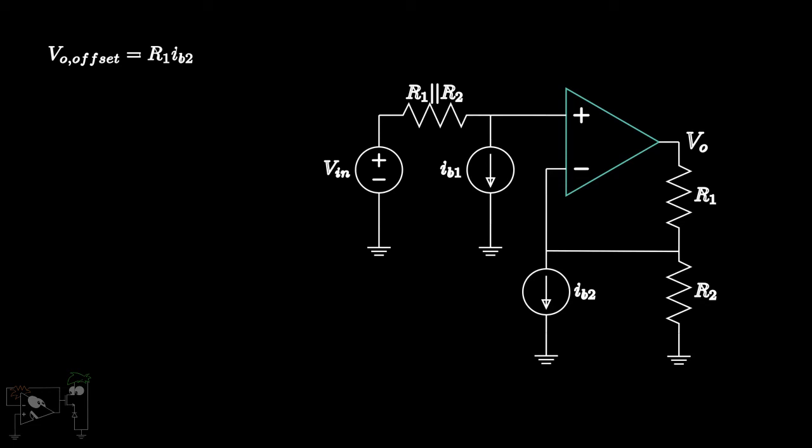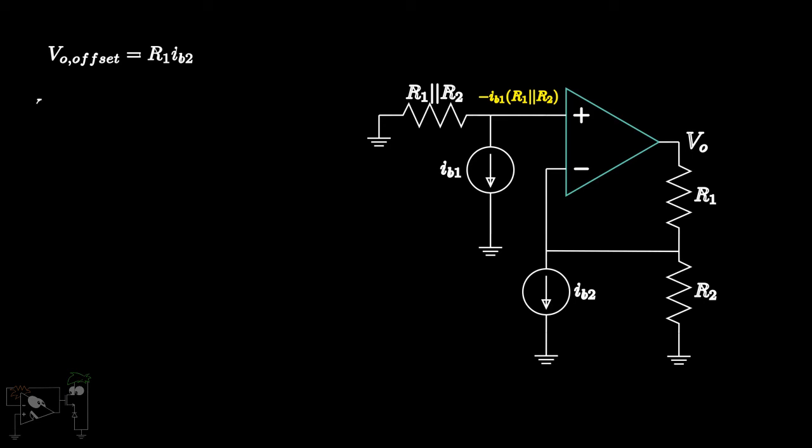We use superposition to find the effect of IB1 on the output. Hence, turning off Vn, the current IB1 flows through the parallel combination of R1 and R2, creating a voltage of minus IB1 into R1 parallel R2 at the non-inverting terminal. This will be amplified and added to the output value.